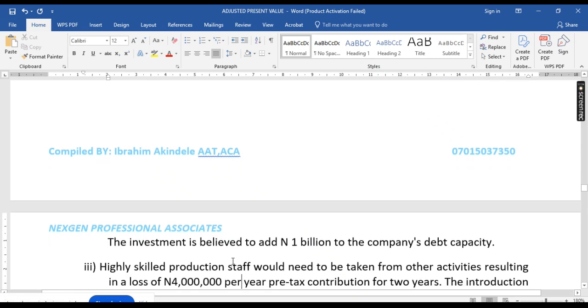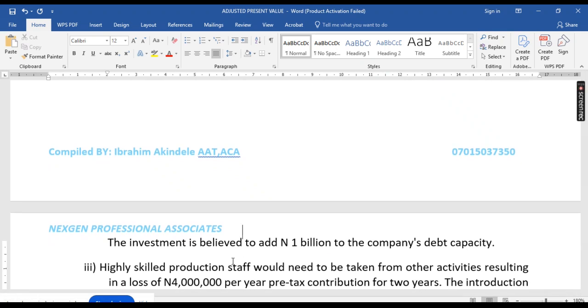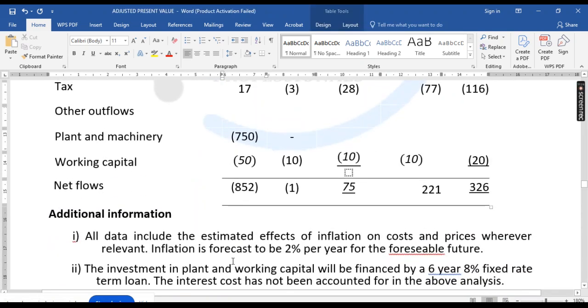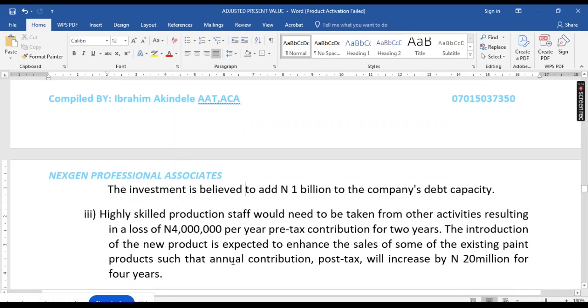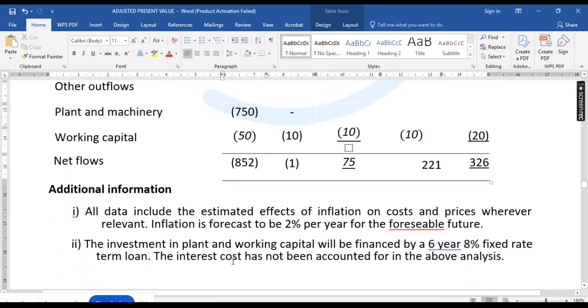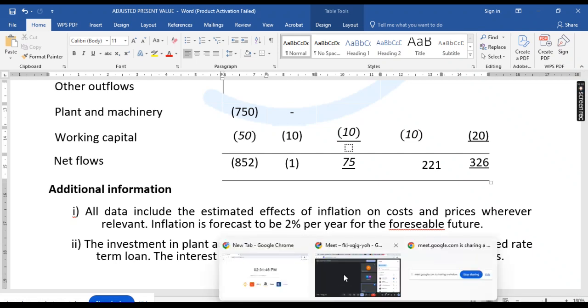Class, this question is another question that is interesting. They have plant and machinery as working capital. Plant and machinery, working capital is part of the cost, initial cost, right? And we were now told that the investment is believed to add 1 billion to the company's debt capacity. Now, what is the total cost of the investment? Plant and machinery is 750.